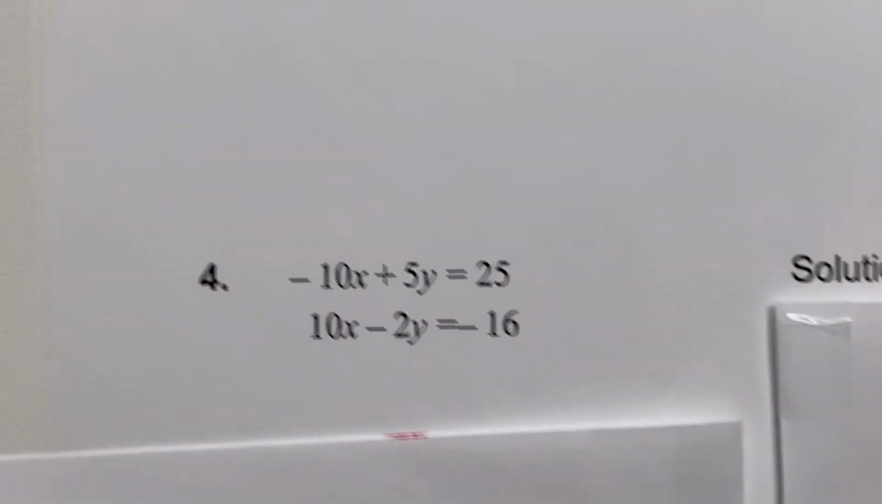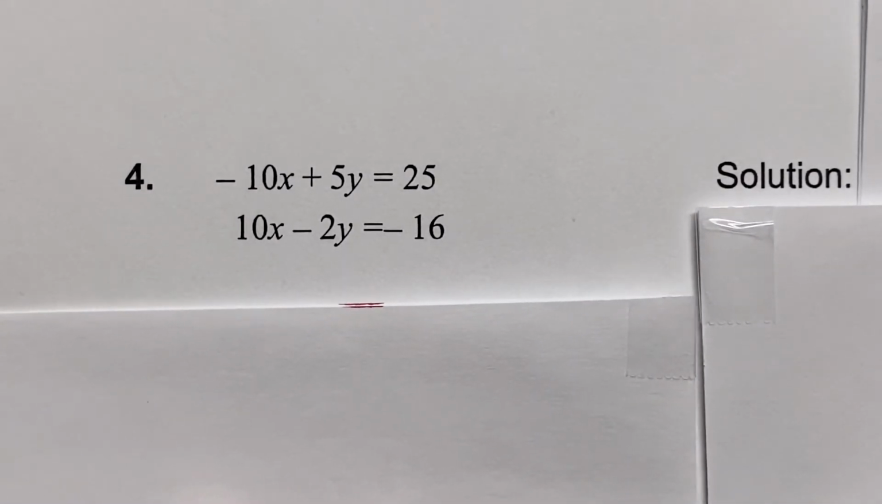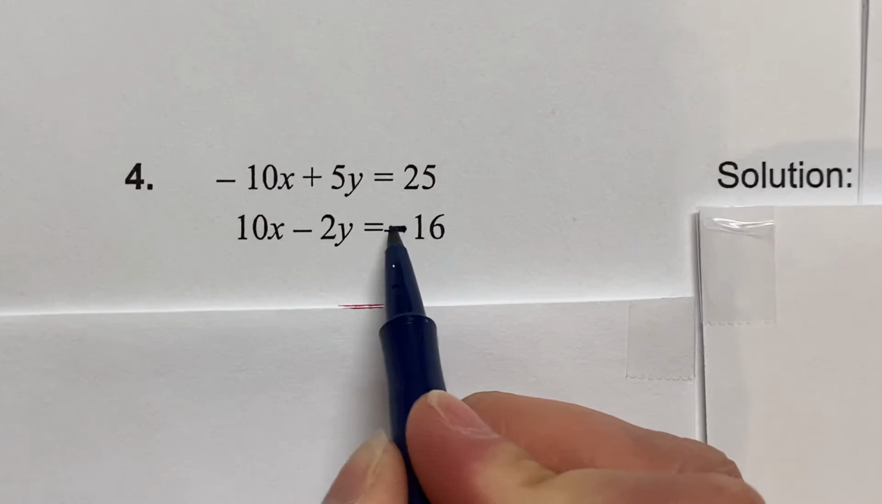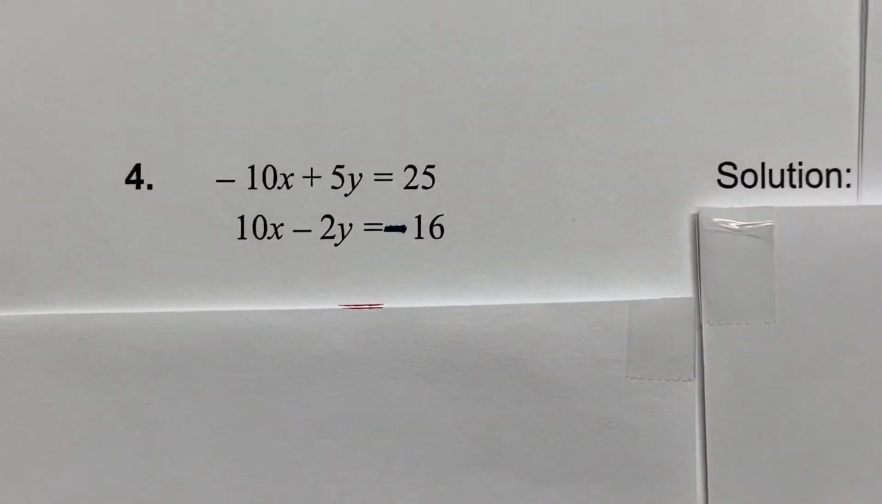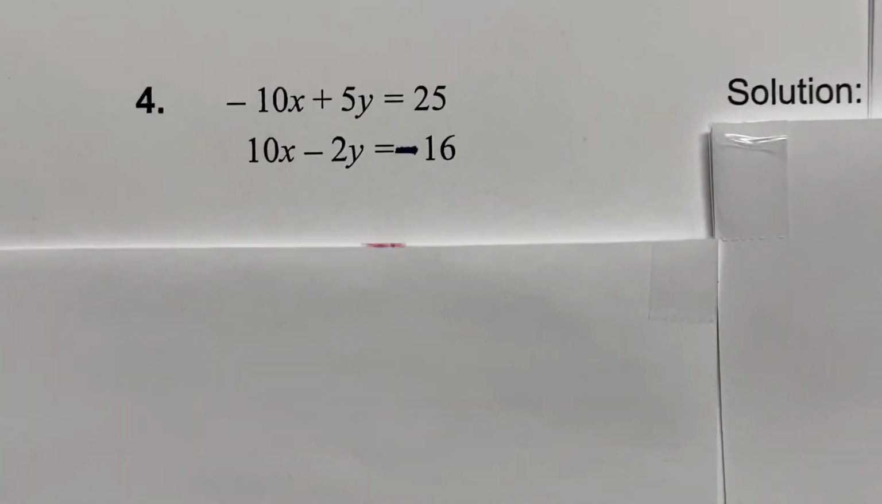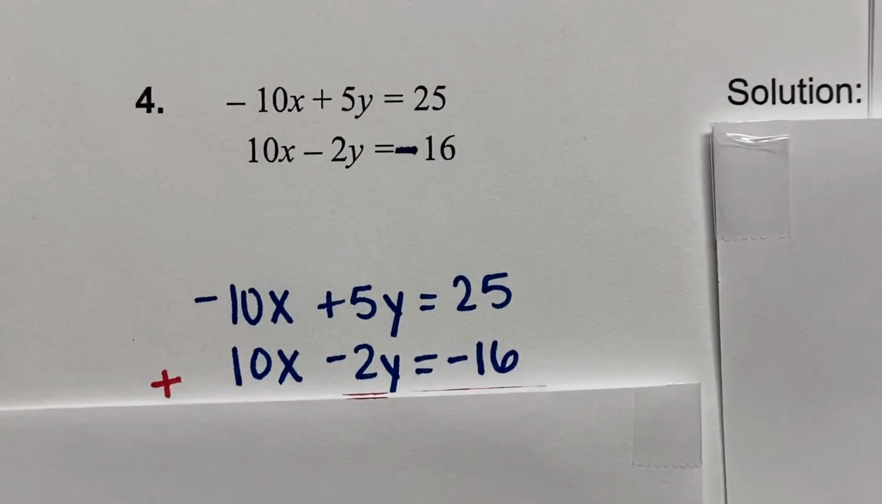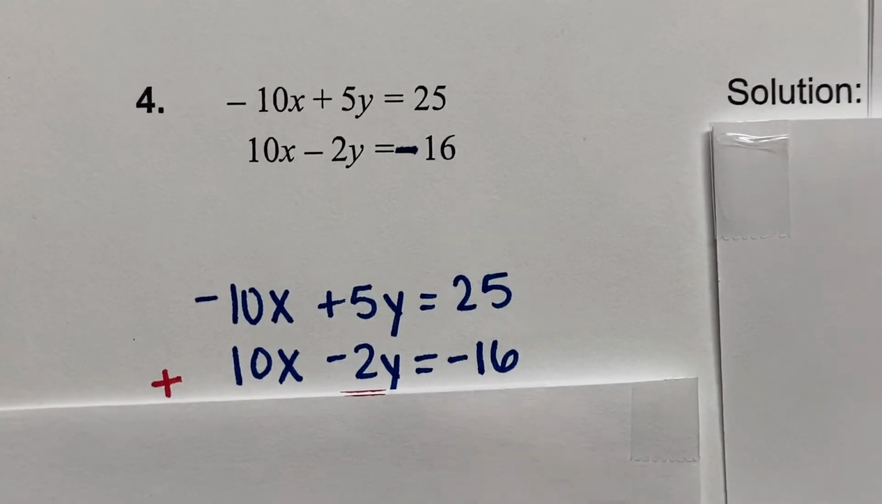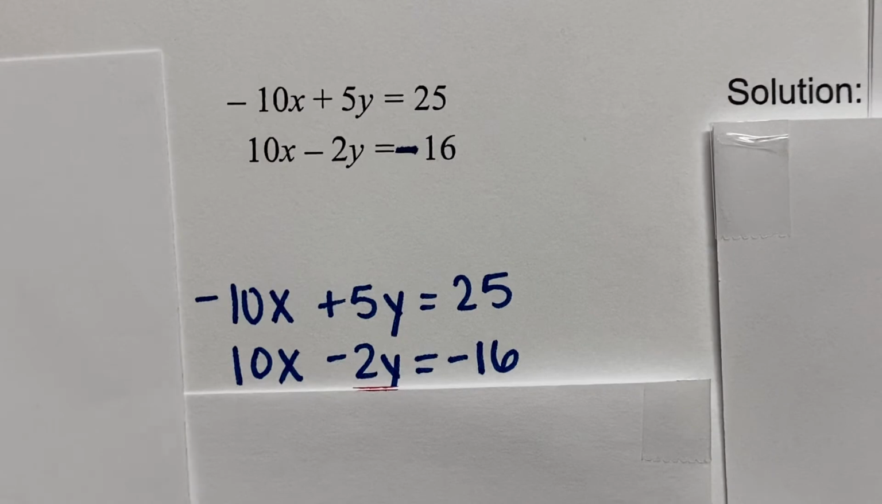Our next example, we're going to be looking at negative 10x plus 5y equals 25 and 10x minus 2y equals negative 16. So don't get confused. This is a negative in front of the 16. So again, rewrite both of the equations so that you can just look at them and identify which variable you can cancel out here.